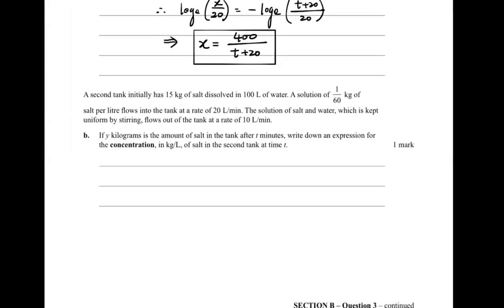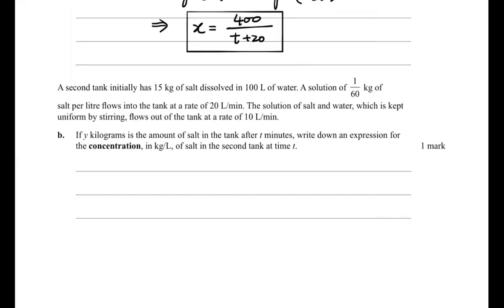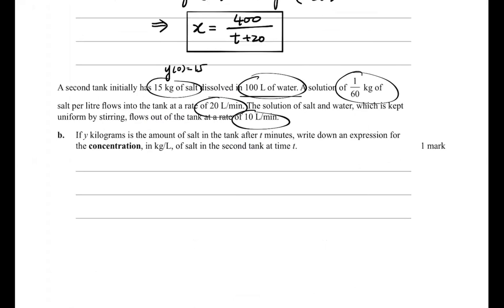A second tank initially has 15 kilograms of salt dissolved in 100 liters of water. A solution of 1/60 kilograms of salt per liter flows into the tank at a rate of 20 liters per minute. The solution of salt and water, which is kept uniform by stirring, flows out of the tank at a rate of 10 liters per minute. So my initial condition is y0 equals 15 because we are using a new letter to represent a second tank's mass, the amount of salt in the second tank.